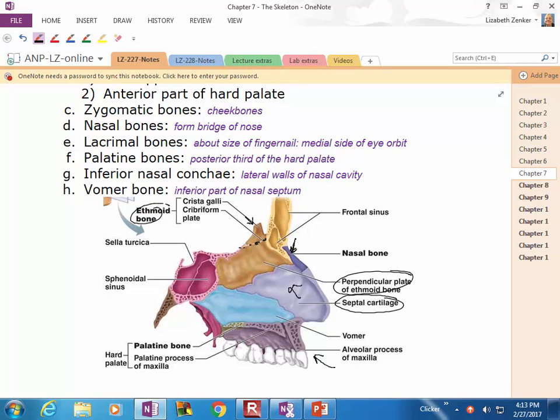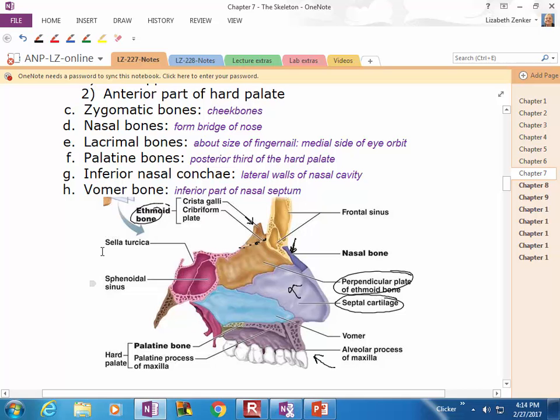You have the two palatine bones, so this is the posterior third of the hard palate. So that means it's more posterior, or you could say dorsal to the maxillary bone, correct? Because it's more back that way. Also, you have two inferior nasal concha. So these are the lateral walls of the nasal cavity, and you actually have a superior, middle, and inferior concha. And it's the inferior one that forms the lateral walls of the nasal cavity. And I don't see it on this picture because of the way they cut it, so it'd be a little more lateral. That's why it's not on there.